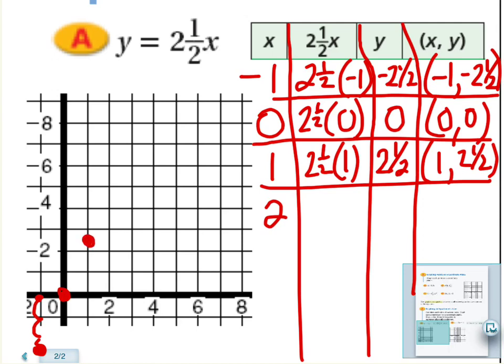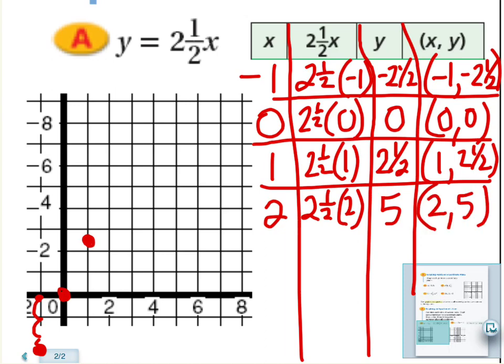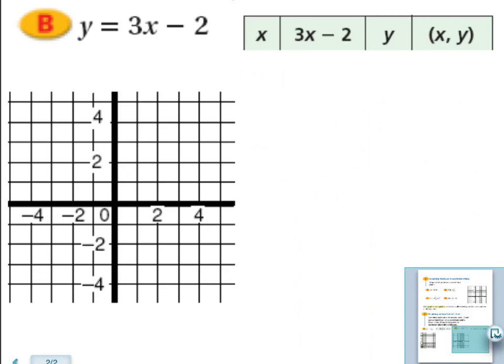And this is really enough information. We can connect those points with a line, but let's do one more just for the sake of practice. So 2.5 times 2, that gives us a 5, and our coordinate point is the point 2, 5. Now go over 2, up 5, and then we can connect our points with a line, and we have just graphed our equation. Okay, so a good time for you to pause and work on this on your own, and then you can come back and check it.